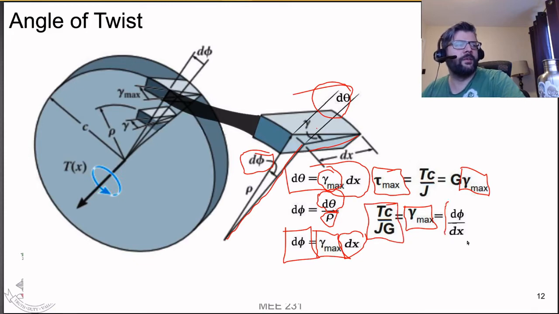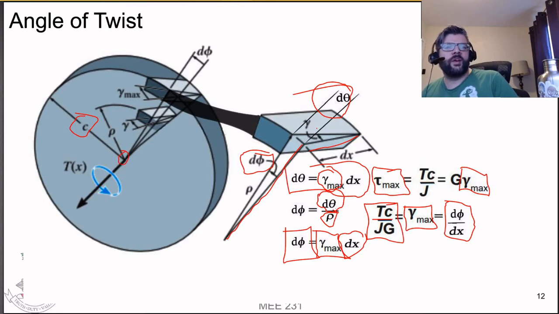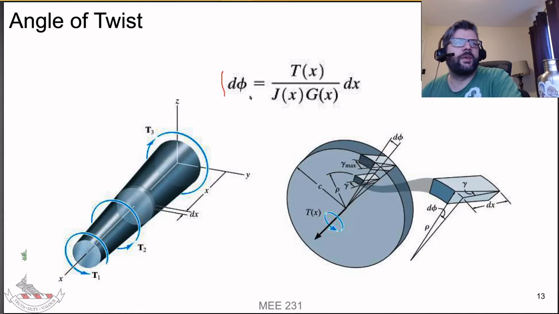So we get d phi over dx is equal to the torque times the radius, divided by the J over the area and our G. Simple enough. We have that expression here.